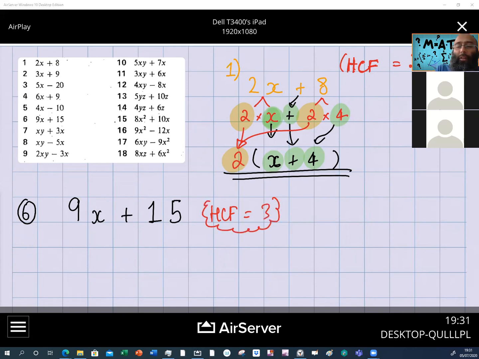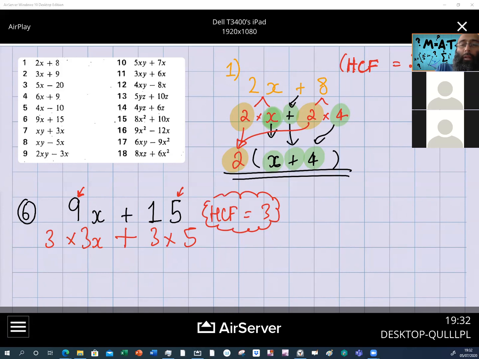Okay, so how did you know it's 3? What did you look at? Because 3 goes into 9 and 15. Okay, so 3 is the biggest number that goes into 9 and 15. So if we split up, it'll be 3 times by 3x, copy the plus down, and then 3 times by 5. Remember we're splitting the numbers into their factors. So 9x divides by 3 and by 3x. We're breaking the number up and rewriting it, but it's still the same value.